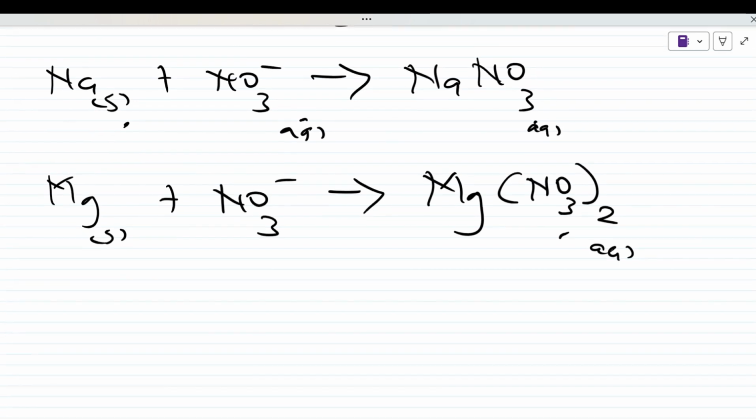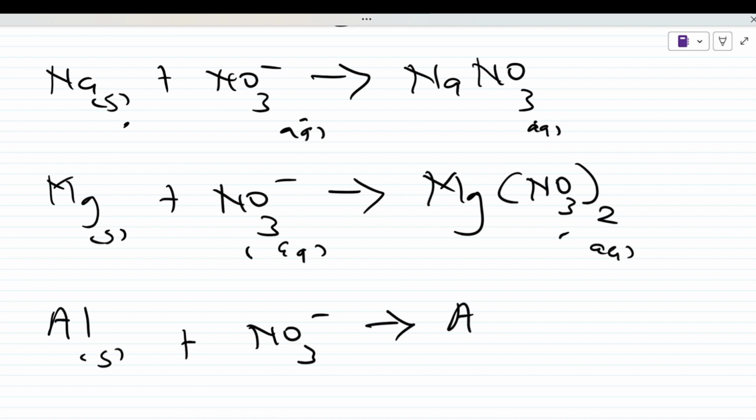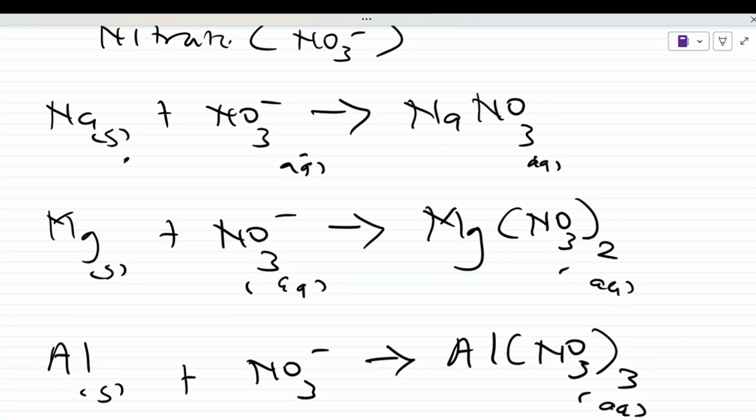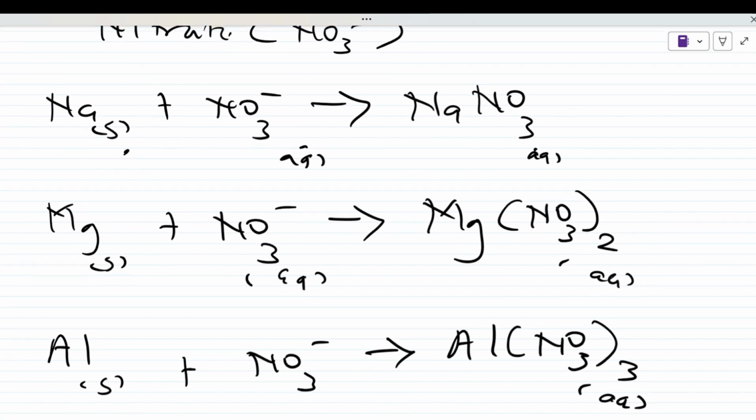Then I can go ahead and have a group 3, which is aluminium, solid. Sorry, this was aqueous. Plus NO3 minus. What do we form? I'm forming Al into bracket NO3, 3, aqueous. That's when we are dealing with the nitrates. So it becomes very easy and simple to write chemical reactions.